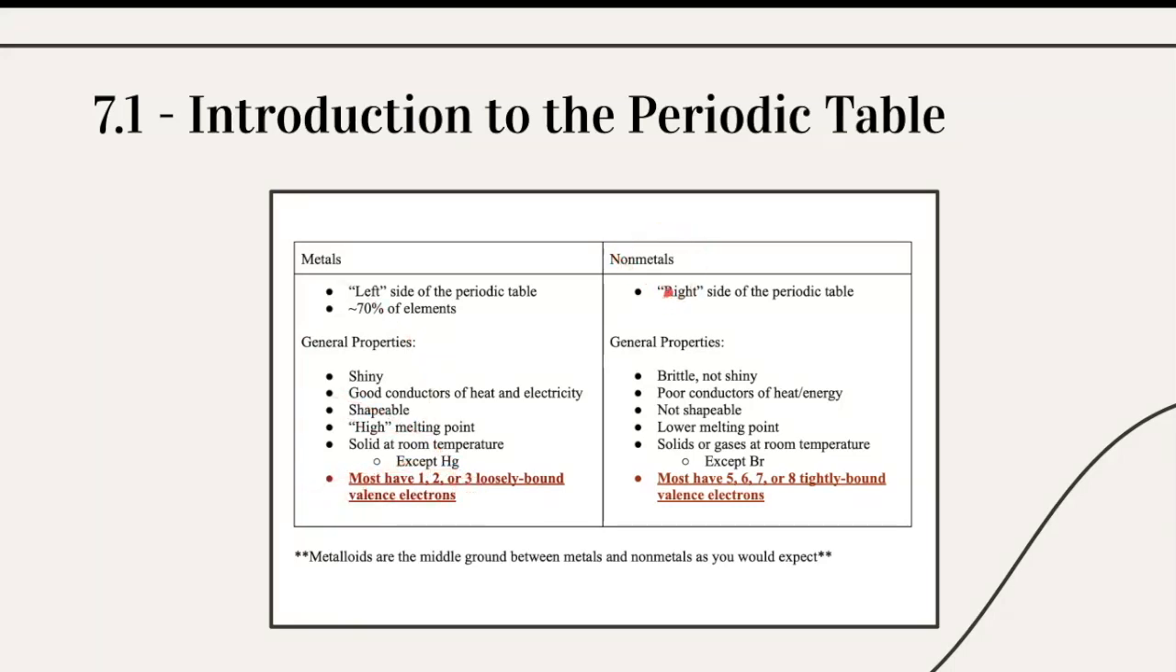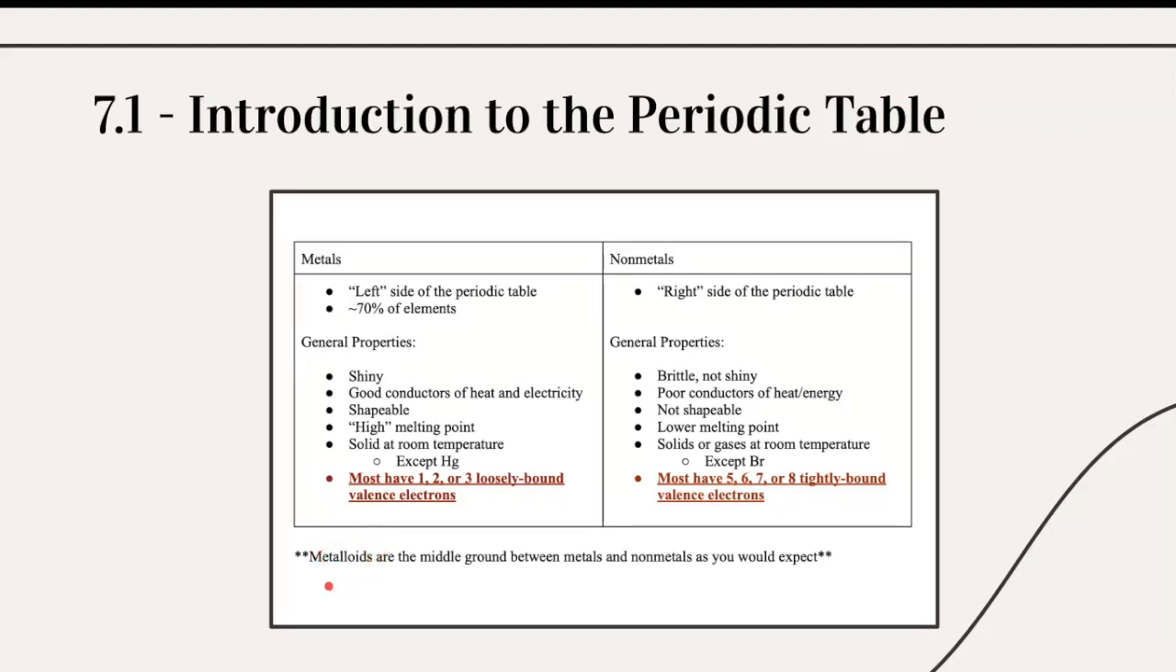Then we have the nonmetals, which are on the right side of the periodic table. They're not shiny, they're poor conductors of heat, pretty much the opposite of metals. They're not shapeable, and they have a lower melting point. They're usually solids or gases at room temperature except for bromine, and both mercury and bromine are liquids at room temperature. And these bullets in red letters are very crucial and something to keep in the back of your mind for later on in this presentation.